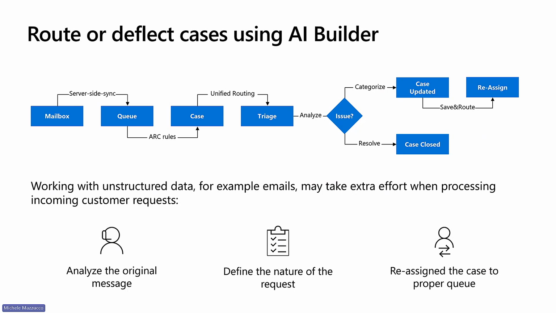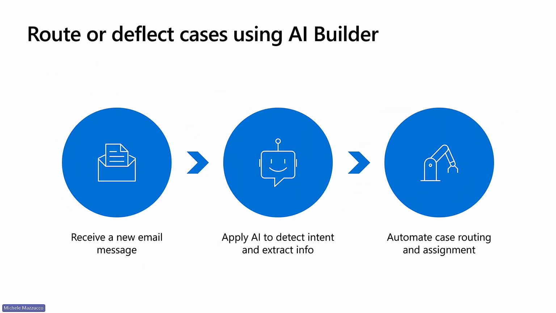This process can be time-consuming and it's not optimized, especially while receiving a large volume of communications on a daily basis. Then, what if there was a better way to do this? Wouldn't it be amazing if we could use AI capabilities to understand the nature of a request every time a new message is received, extract the relevant information from the text, and then use these details to automate the routing and assignment process? The good news is that this is actually possible already.